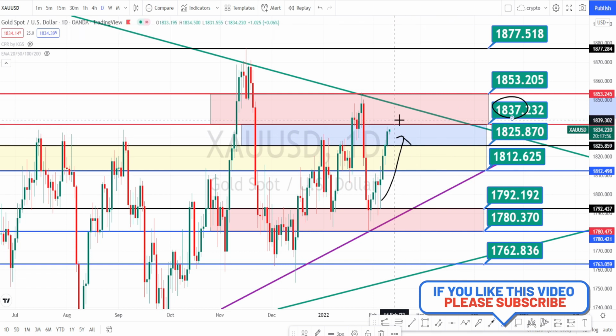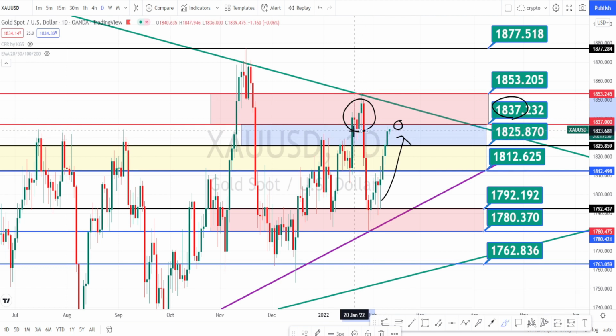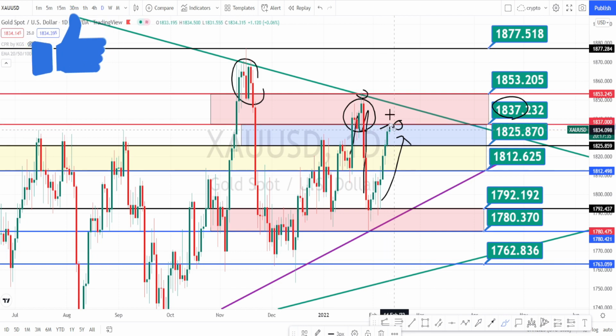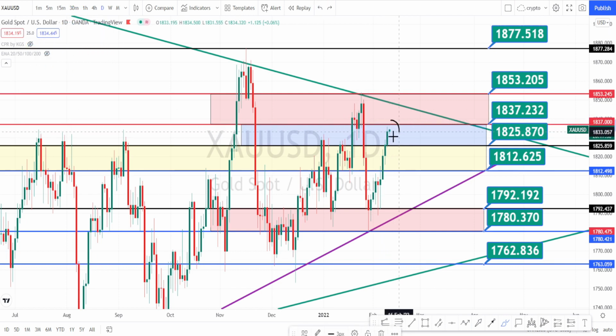When we look at this level, previously this level had been a neckline for the past price action, and when we look at the past price action also, whenever the price action tests this neckline, you can notice it here also, trend reversal had happened. So currently the price action is on a bullish trend to test this resistance level. So there are more chances when the price action tests this resistance level of 1837, a trend reversal to happen.